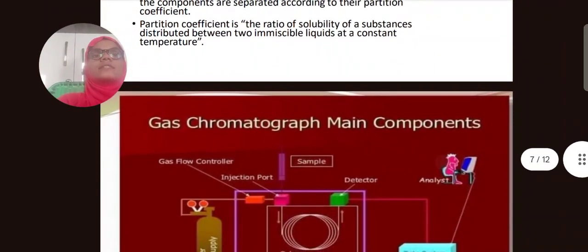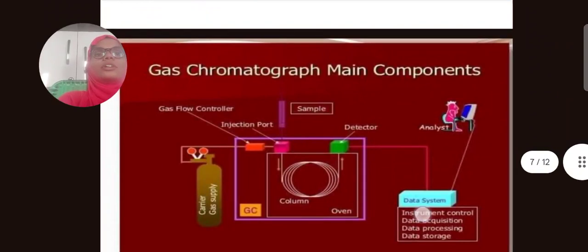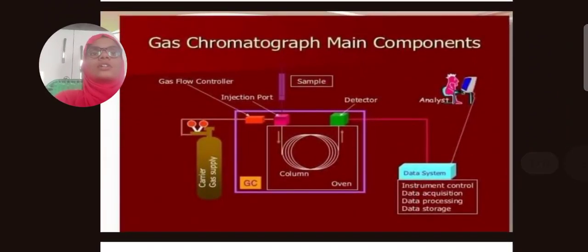And this is the gas chromatography diagram with its main components. First of all, gas flow controller, injection port and carrier gas supply, sample, detector, column and oven. This is the data system, analyst.